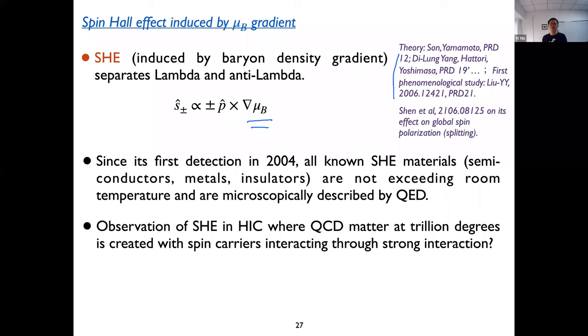There's a series of theoretical studies. I think our contribution is we realize this effect, this gradient mu-B induced polarization, indeed can leave certain observational signatures in the heavy ion collision data. And I think this is particularly interesting because in contrast to the already known spin Hall effect materials such as semiconductors, metals and insulators, the heavy ion collision system is a system which is described microscopically by QCD, and it's at a very high temperature and at very high densities.